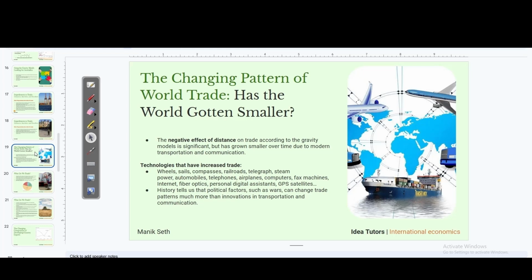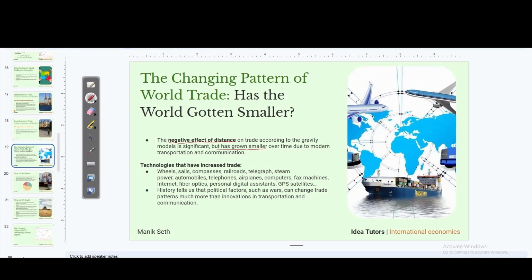Now let's discuss the changing pattern of world trade. See, the gravity model is an old model, and as technology develops, the trade patterns also change with technology. The types of goods that are being traded change. So we can say that there are certain exceptions also to the gravity model as technology improves. The negative effect of distance on trade that is predicted by the gravity model is significant, but the impact has shrunk.